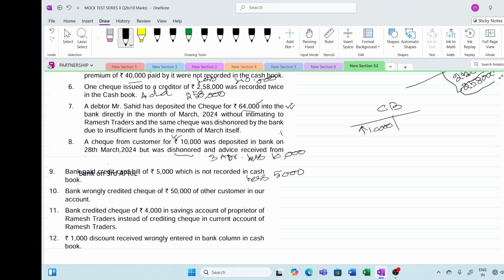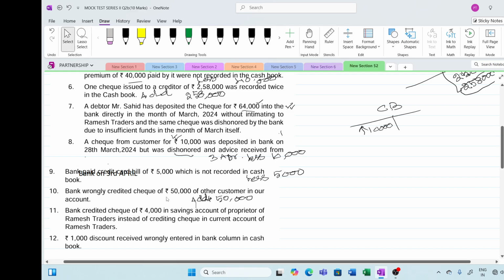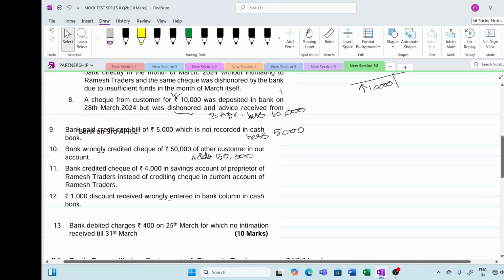Next one, bank wrongly credited 50,000. Though it is a wrong credit, they may be rectifying it later. But right now, when I am doing the bank reconciliation, my balance has gone up by 50,000. But this is a wrong entry by bank, whatsoever it is. As per bank statement, the balance is 50,000 more. Okay, so now moving on to the next one.